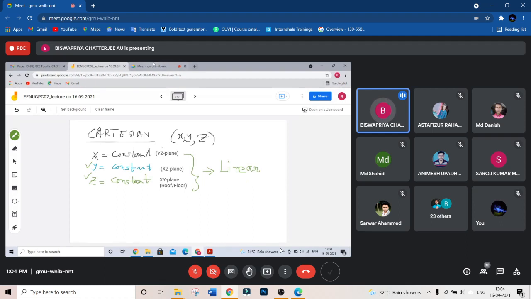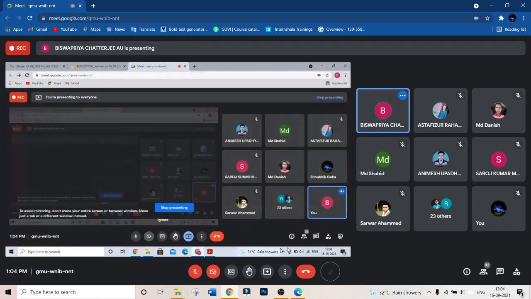You can visualize. Consider these 6 walls or 6 surfaces of your room: floor, roof, and 4 walls. They are all linear planes. Not curved planes. They are all linear planes.